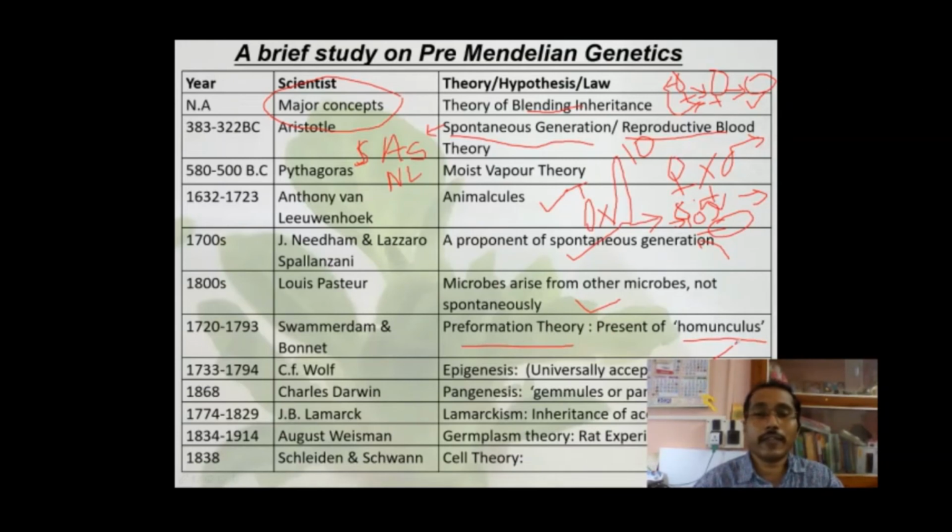Charles Darwin told that each and every cell of our body is capable of producing this type of gemmules or pangenes that will coordinate and mix up during intercourse, and after fertilization will give birth to a new child. Then J.B. Lamarck, Lamarckism, basically inheritance of acquired characters.